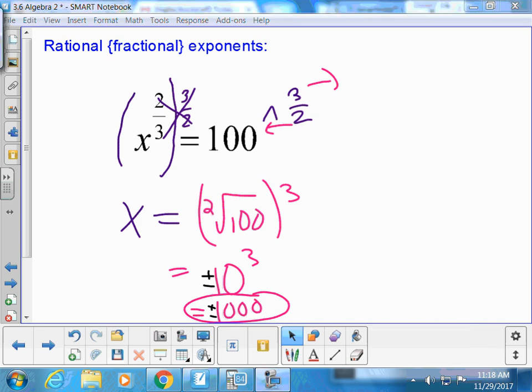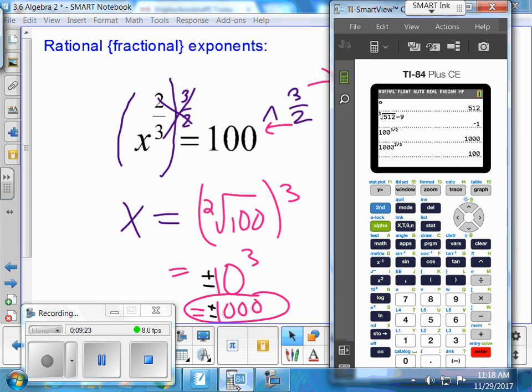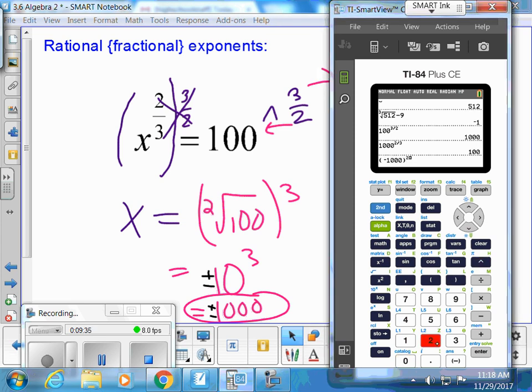And I'll just verify that. I want to verify that negative 1,000 works as well. So I would take negative 1,000 and raise it to the 2/3 power. It's going to be positive 100 as well. So that just proves this. There are actually 2 answers to this equation.